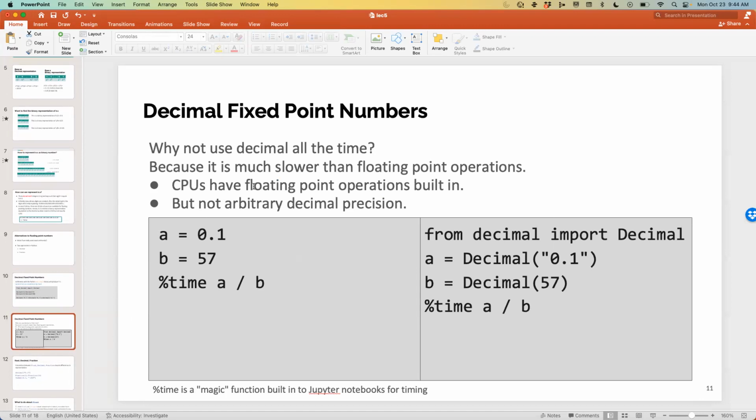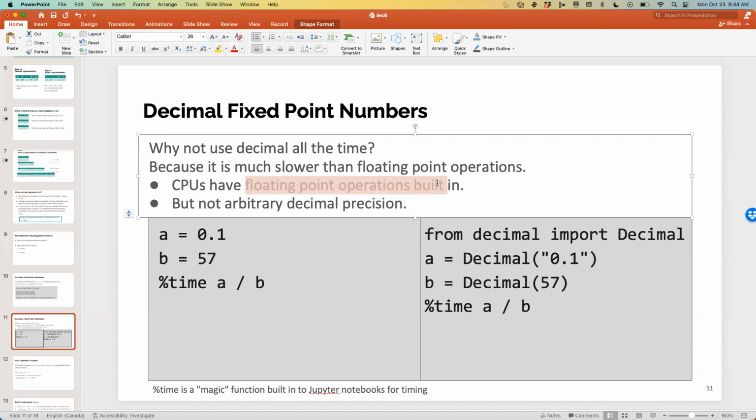Okay, so CPUs have floating point operations built in, but not arbitrary decimal precision. So if you want to use the decimal library to make precise calculations, it uses a different way of storing and computing numbers, which takes more computation time. So if you want to calculate, for example, the difference between using decimal or not using decimal, we're going to run an experiment.